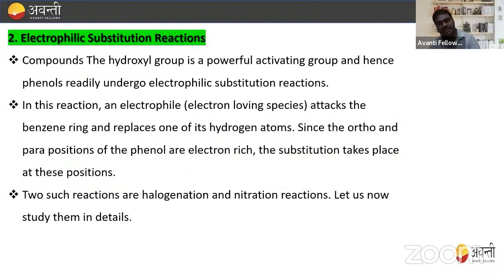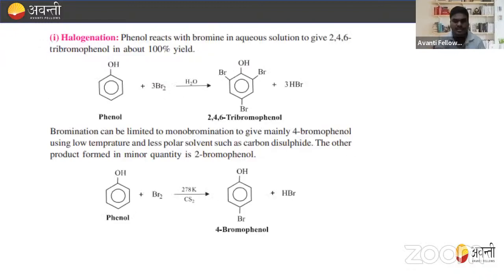Now, electrophilic substitution reaction. So basically the hydroxyl group is a powerful activating group, and hence phenol readily undergoes electrophilic substitution reaction. In this reaction, an electrophile, that is an electron loving species, attacks the benzene ring and replaces one of the hydrogen atoms. Since the ortho and para positions of the phenol are electron rich, the substitution takes place at these positions only. Two such reactions are halogenation and nitration. Let us now study in detail, right?